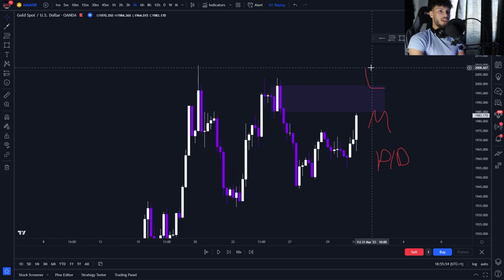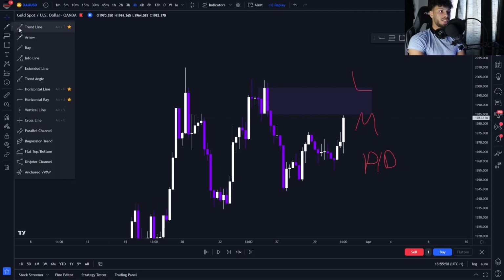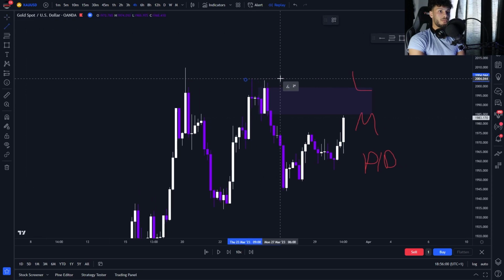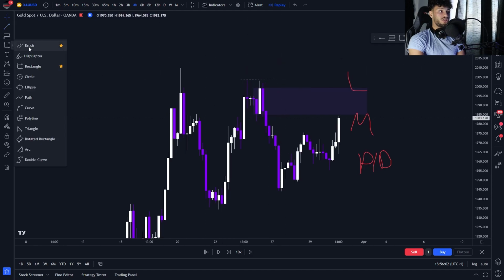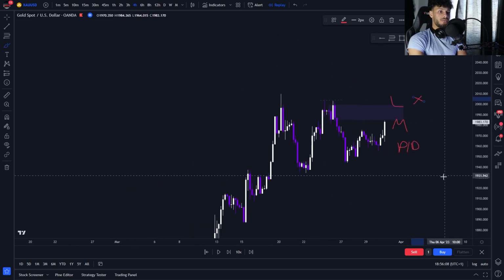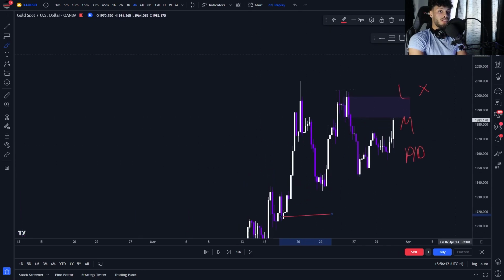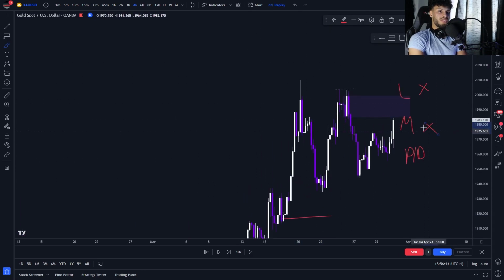Okay. L: does it clear liquidity? No. It failed to clear liquidity. This high is still intact. So straight away, I'm not interested in this setup. But let's just continue anyway. M: is it in line with market structure? No, well, the market is bullish, right? And it still hasn't broken this low, so we haven't made a reversal. So therefore, this is an X.